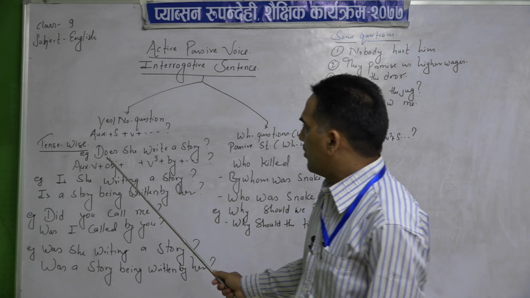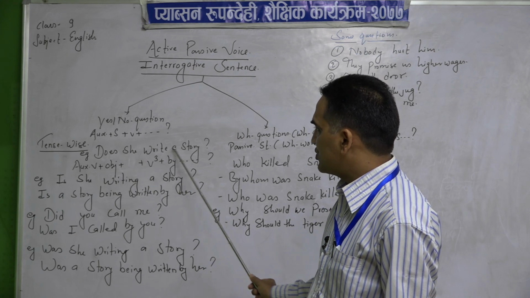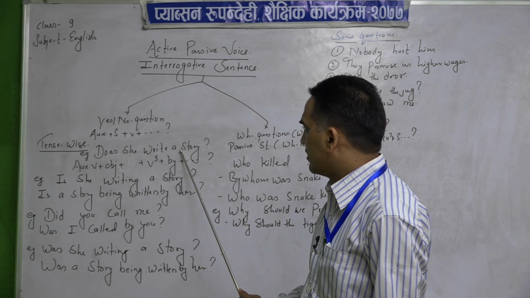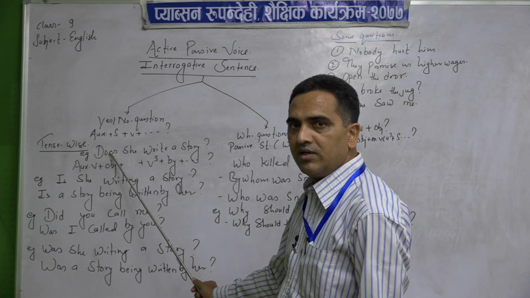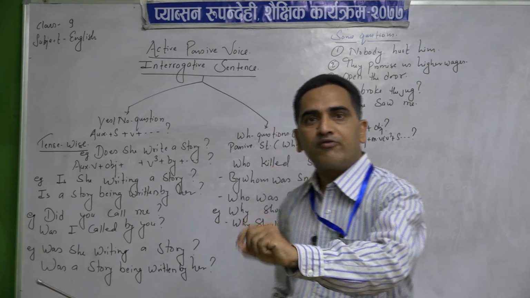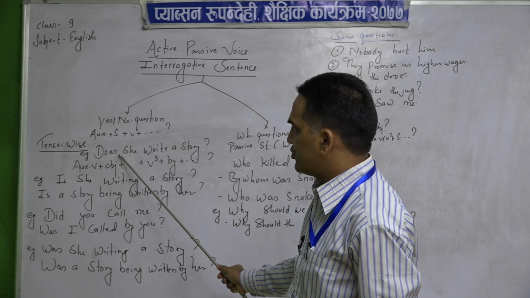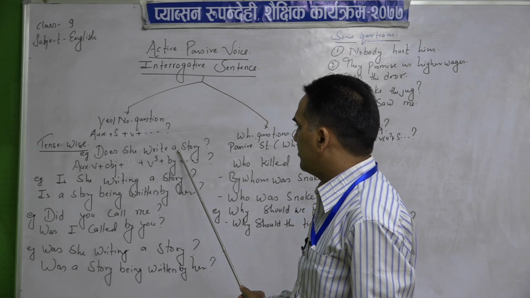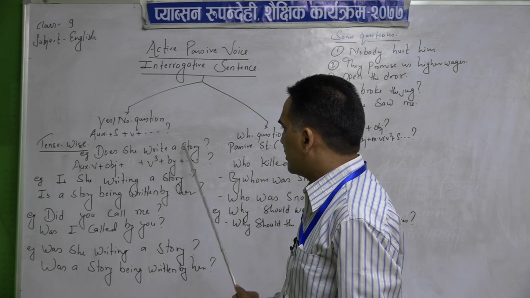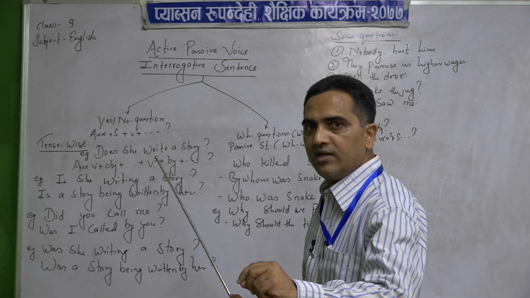Now, does she write a story? You can change this into passive. First of all, you have to put is in simple present. In simple present it is is/am/are, in simple past was/were, and in present perfect has plus been. You have to remember this in tenses. A story is singular, so: Is a story written by her? Now it is passive.